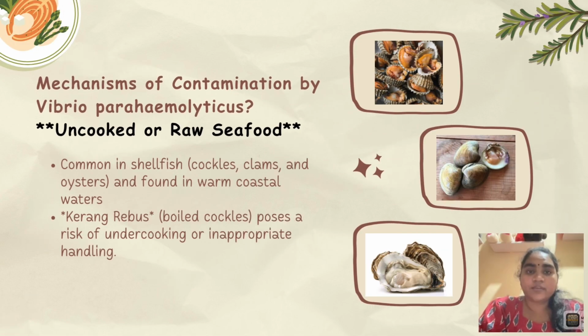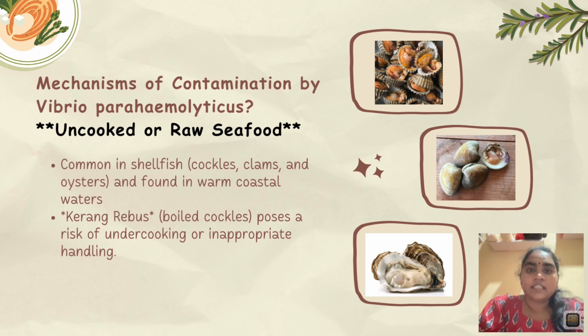Now, I will be presenting on the outbreak caused by Vibrio parahaemolyticus. Let's start with the primary source of this pathogen, raw or undercooked seafood. Vibrio parahaemolyticus is a marine bacterium commonly found in warm coastal water. It is often associated with shellfish like croakers, clams, and oysters.